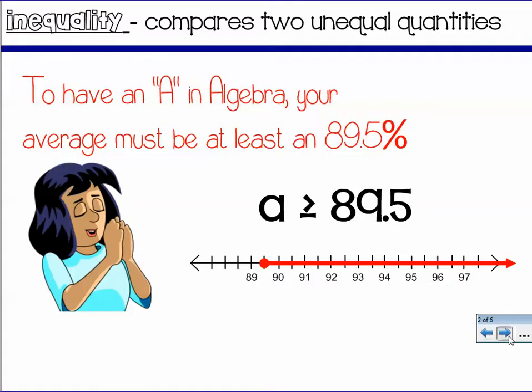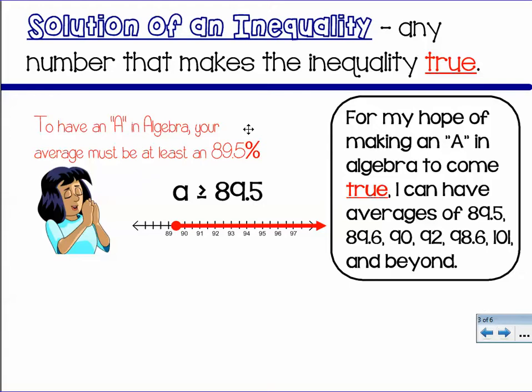and anything to the right of that would work. So an explanation for this: the solution to the inequality is any number that makes the inequality true. So in order for this to be true, to have an A in algebra, you have to have at least an 89.5. Anything that is shaded would be an average that would give you an A in algebra. So for my hope of making an A in algebra to come true, I can have averages, which is what the variable is representing, of 89.5, 89.6, 90, 92, 98.6, 101, and beyond. All those fall within that shaded part of the graph. So they would be solutions. They would make that a true statement.